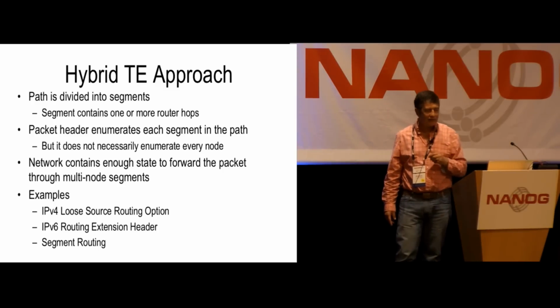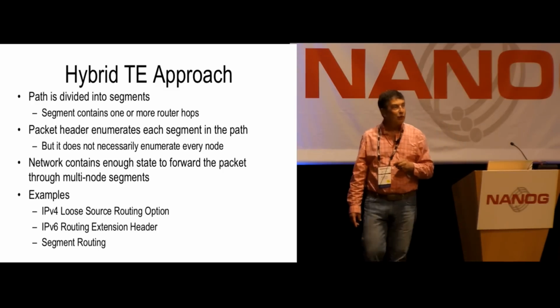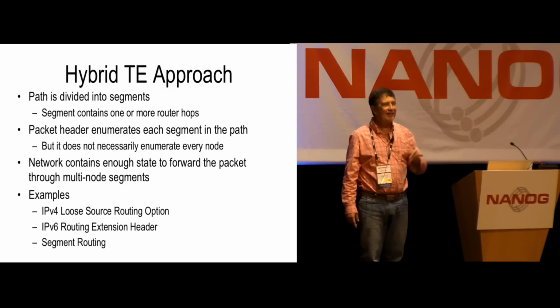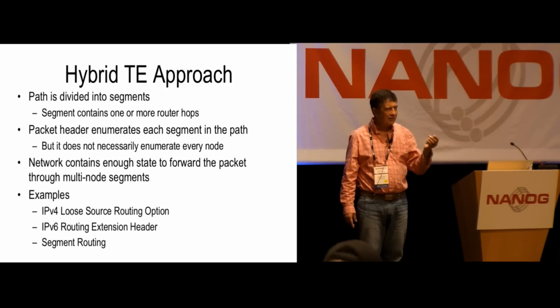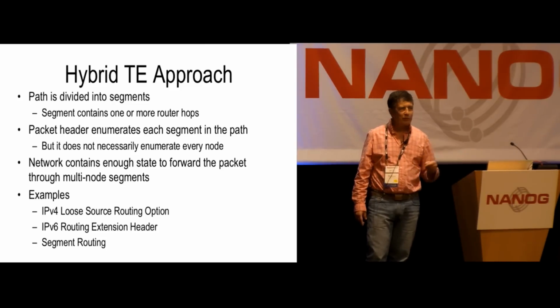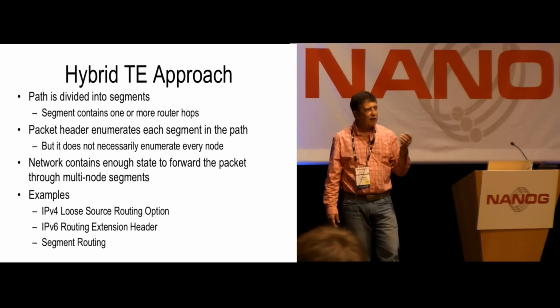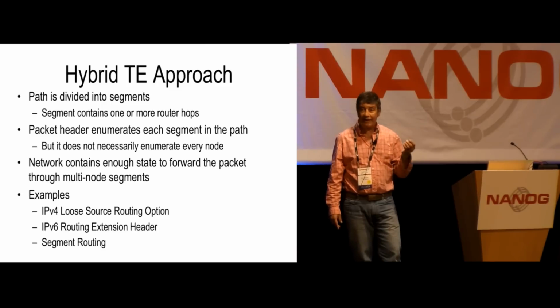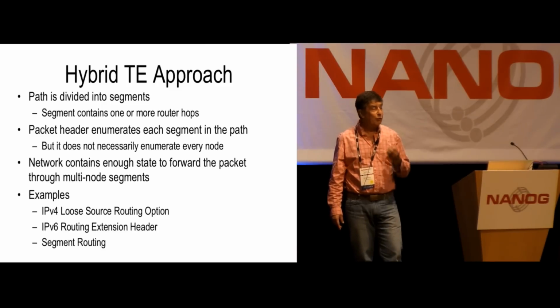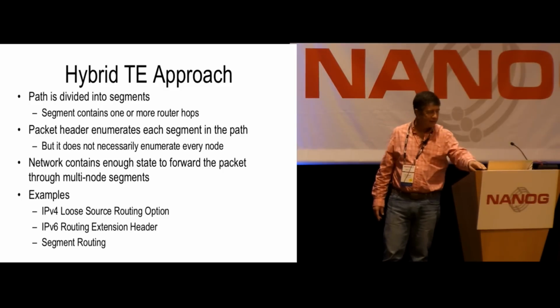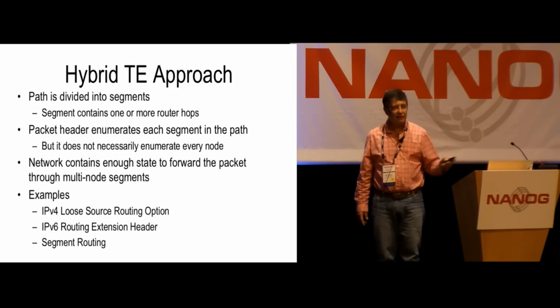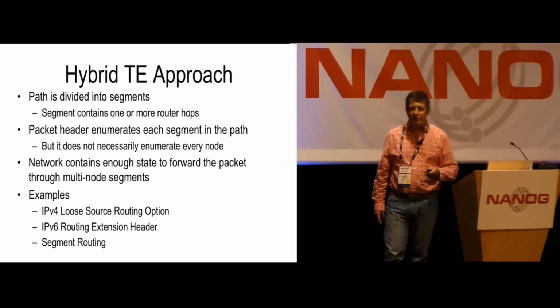And some examples of this, anybody remember the IPv4 loose source routing? In that case, it had a list of nodes that you had to visit. There could be other nodes in between them, and to get to them, you needed some kind of routing in the network. So in this hybrid approach, you need enough state in the network to get you from segment endpoint to segment endpoint, but the packet has in it a list of segments that you must visit. By the way, segment routing uses this hybrid approach.